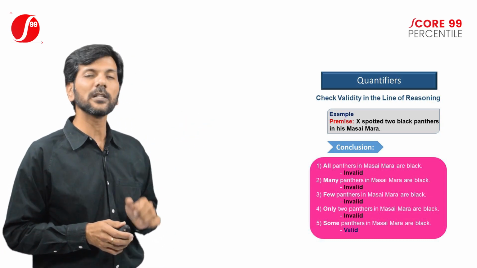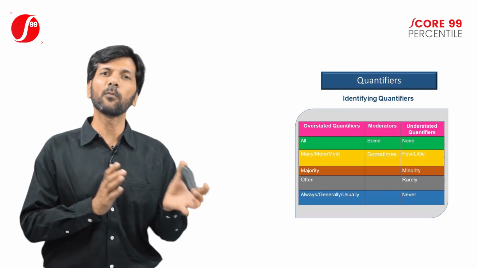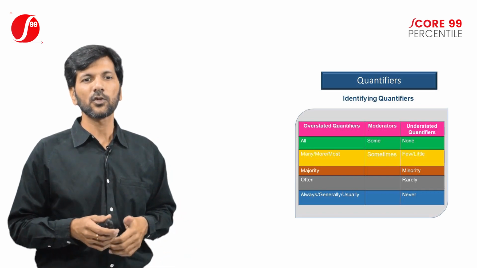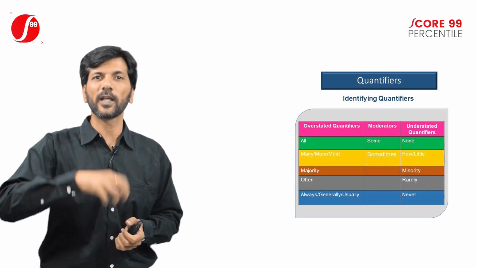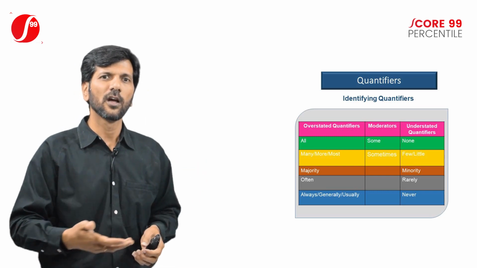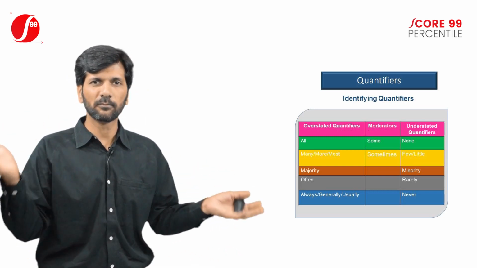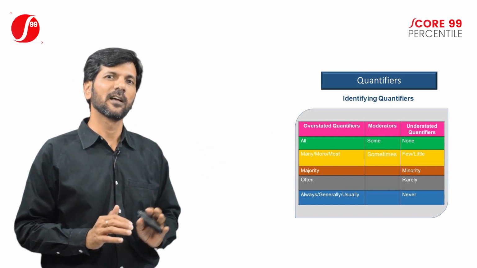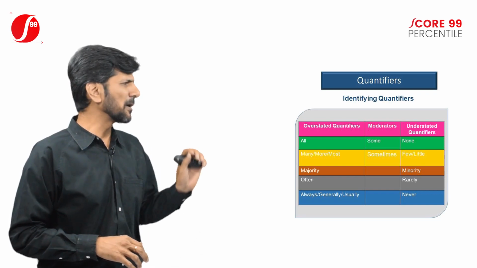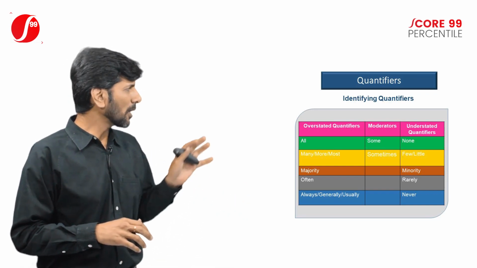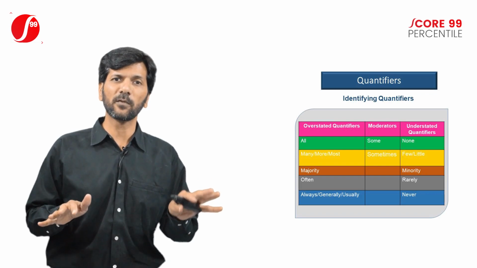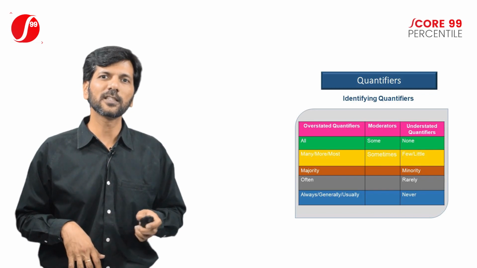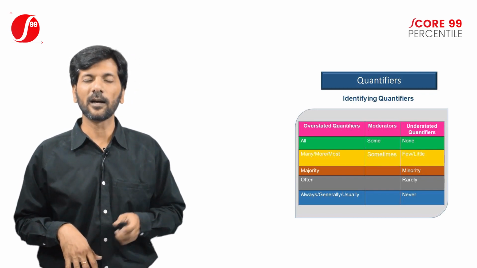Now here you have a table that lists down all the quantifiers. There are 3 models of them: overstated, understated. What balances the 2 are the moderators. So overstated quantifiers are those words that tend to blow things out of proportion: all, many, more, most, often, always, usually, generally, blowing things out of proportions. Understatements do the exact opposite. They understate things: few, little, rarely, often, minimum, hardly, and things like that. What moderators do is they tend to do a balancing act between the 2. Some, sometimes, things like that. So this is what we have to understand about quantifiers.